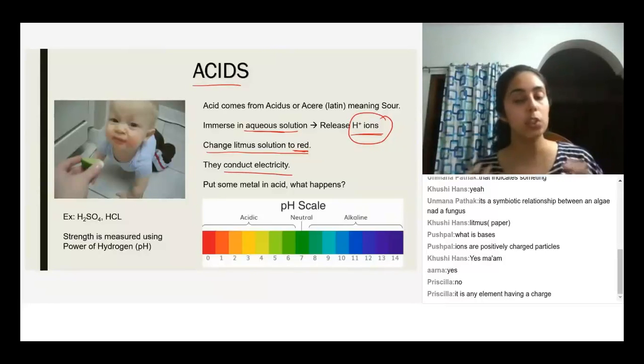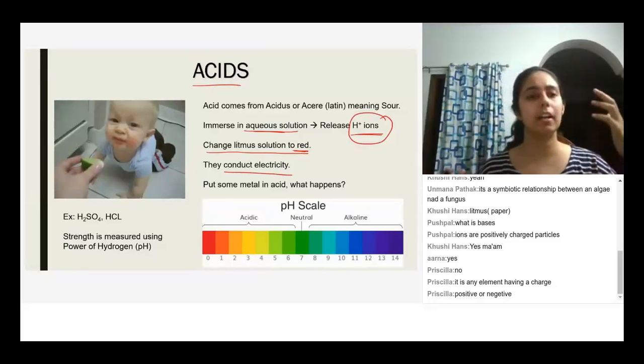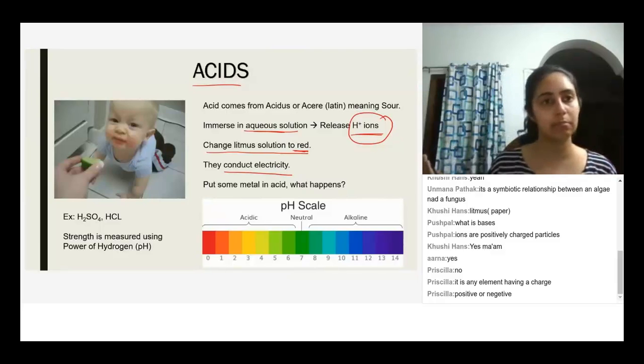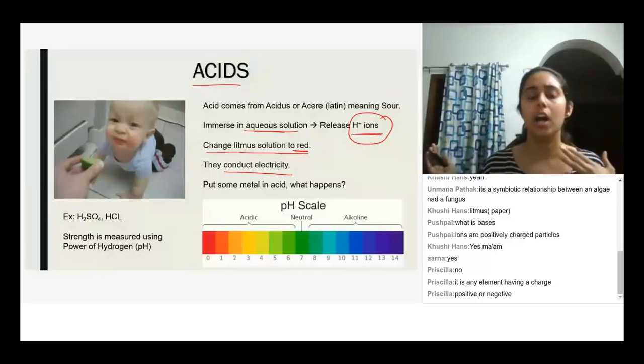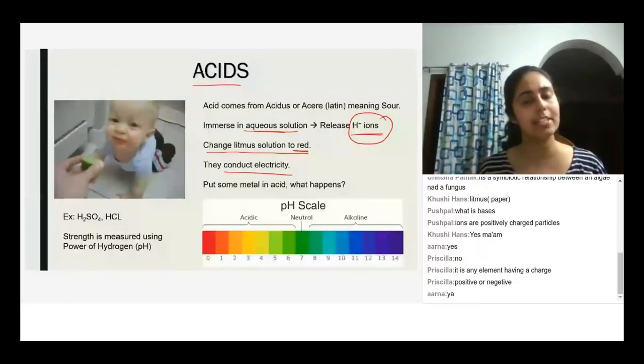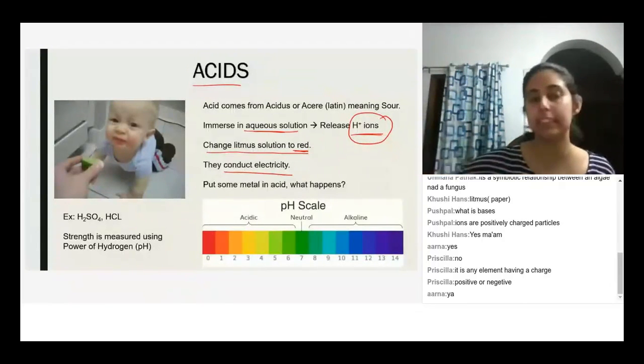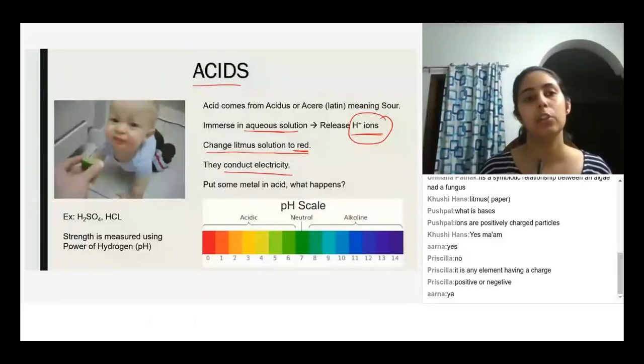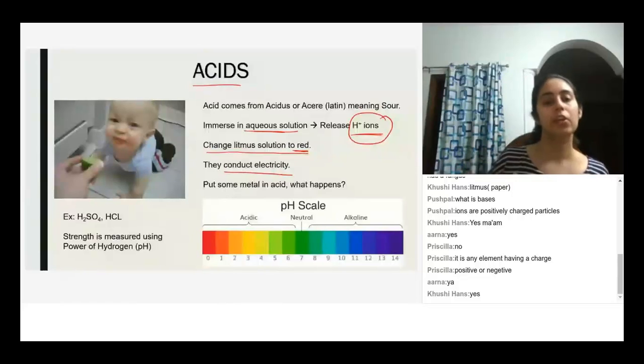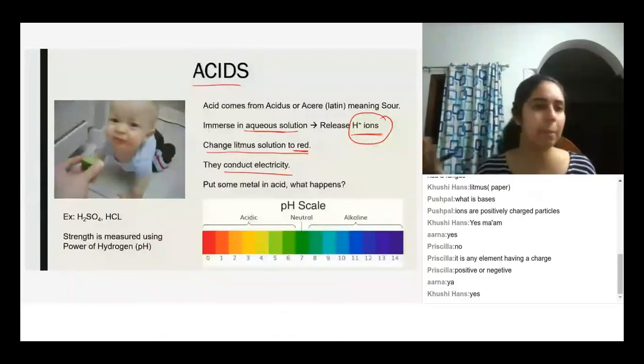Apart from litmus solution, you also have litmus paper, which will turn red or blue. The thing with litmus paper is that whatever you are testing has to be in its aqueous form. That means in its liquid form, you need to dip the paper inside it. Usually litmus solution is more accurate than litmus paper, so that is why we use litmus solution, but litmus paper is also totally fine.